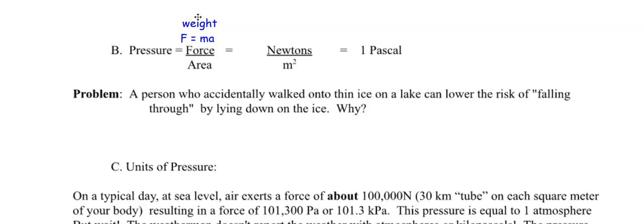Okay, so let's talk about this idea of pressure and force and area real quick. A person who accidentally walks on thin ice on a lake can lower the risk of falling through by lying down on the ice. Why? Well, think about what I just said, and maybe you come up with your answer first.